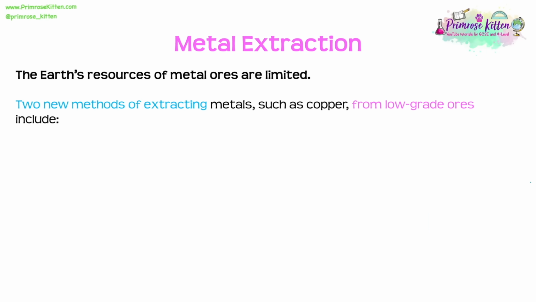The availability of metal ores in the earth are limited. This means that scientists have to come up with new methods of extracting the metals from lower grade ores. So they've got two methods that they use for this. They've got bioleaching and phytomining or phytoextraction. So let's have a look at bioleaching first.